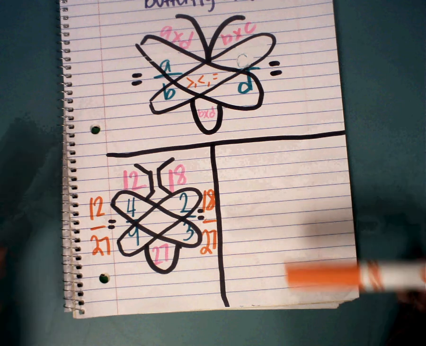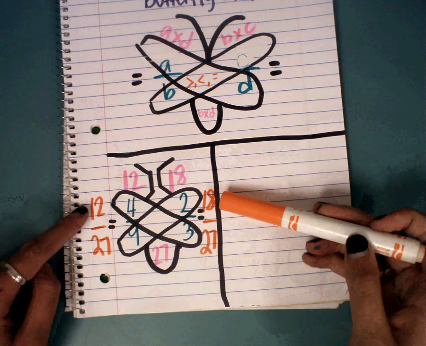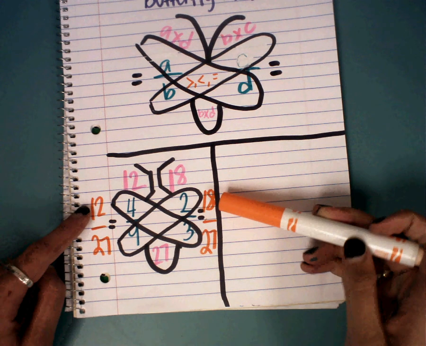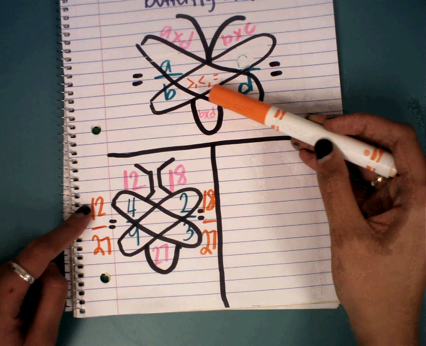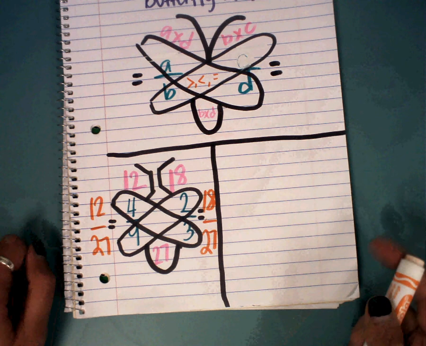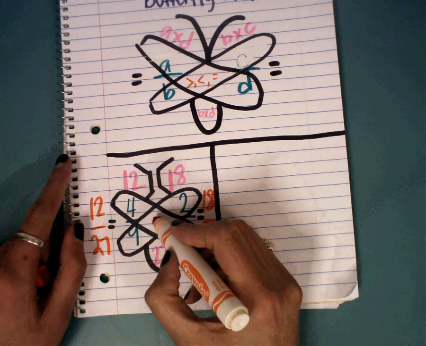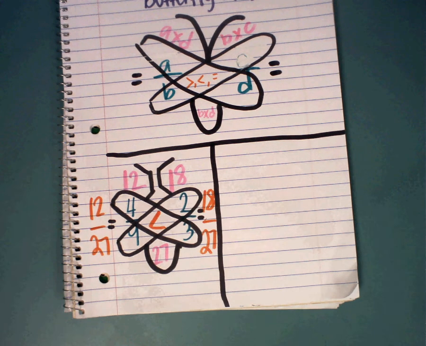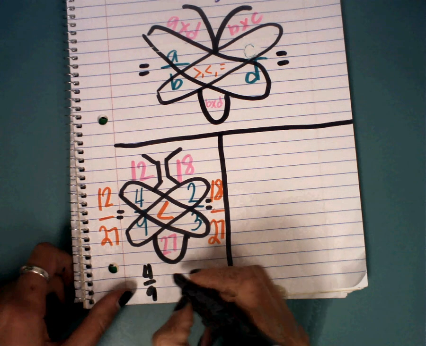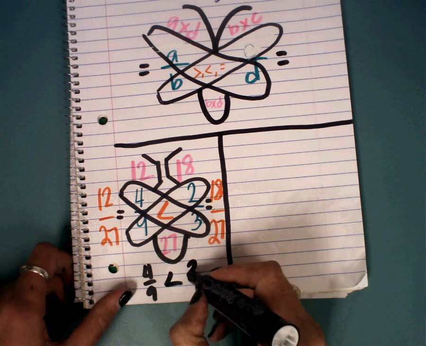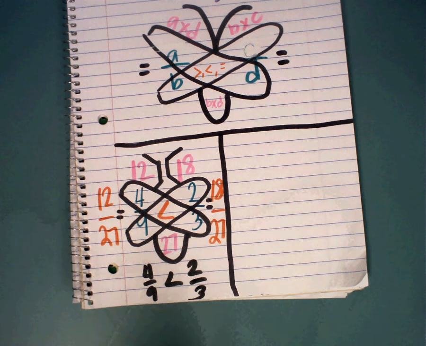So now, since they have the same denominator, I know from my journal entry yesterday that all I need to do is look at the numerators and see which one is bigger. So is 12 greater than, less than, or equal to 18? Less than. So that means, I'm going to write it again down here: 4/9 is less than 2/3. Look at how nifty that is.